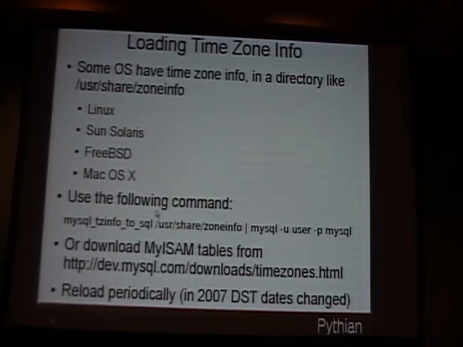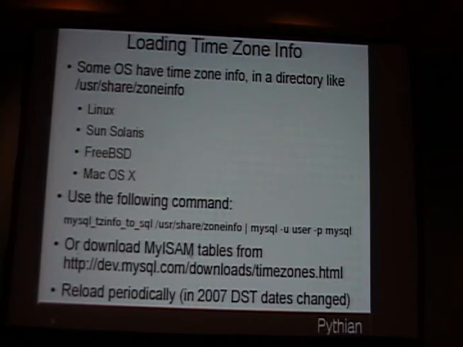So if you want to load the time zone info, where do you get that information from? Some operating systems have time zone info built in the directory, like user share zone info. So Linux, Sun Solaris, FreeBSD, Mac OS X all have that. You use this command on the operating system command line. So MySQL tzinfo to SQL is a command on the OS command line, just like MySQL bin log or MySQL dump. You don't use it within MySQL, you use it outside of it. And then you take the user share zone info directory, and you can either cat it into a file, or you can pipe it directly into MySQL, into the MySQL user database.